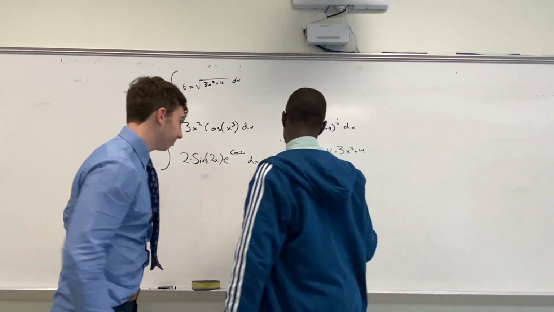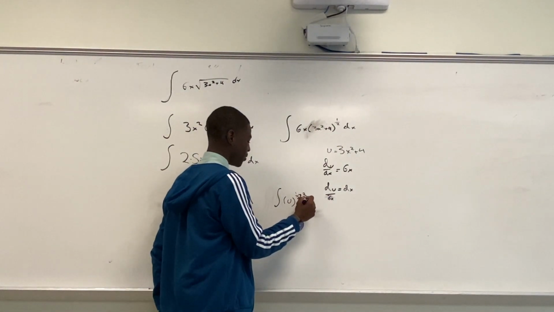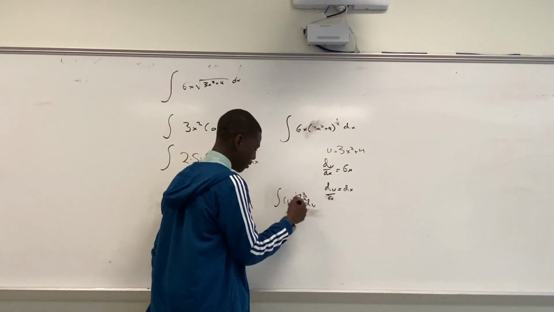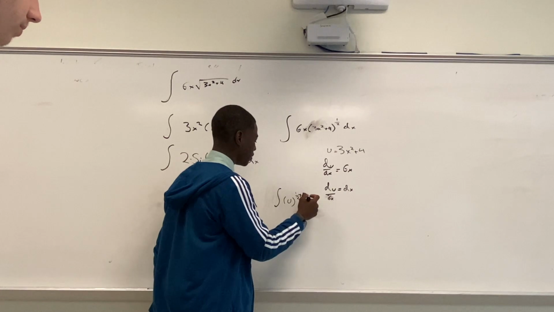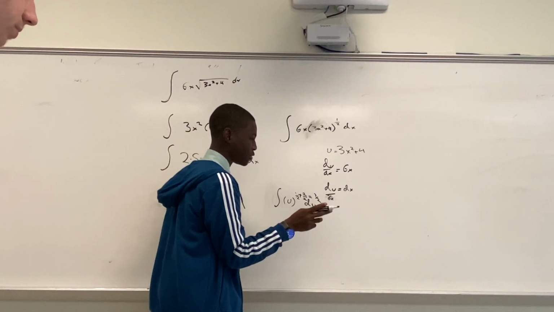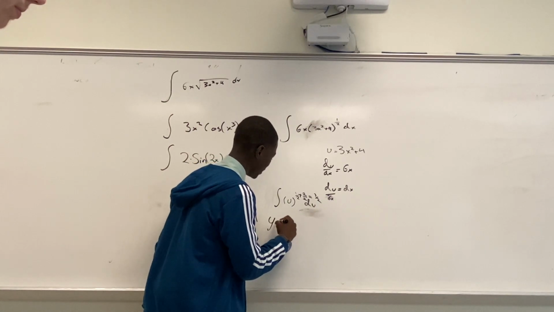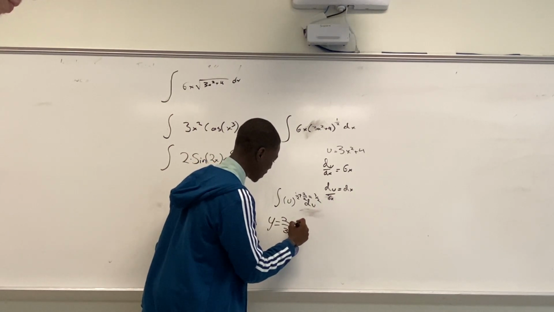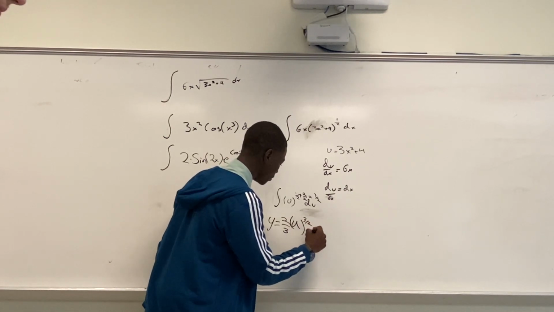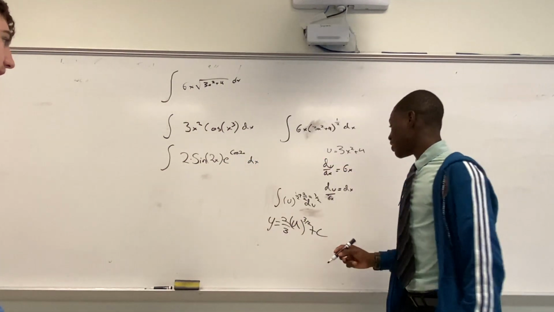Yeah. So basically what you do is you add 1 to the power. So we're going to add 2 over 2 because 2 over 2 equals 1, and then you divide by whatever you get. So adding 1, it would give you 3 over 2, and then you divide by 3 over 2. So dividing by 3 over 2 is basically multiplying by 2 over 3. So you get y equals 2 over 3 of u raised to power 3 over 2 plus c. Exactly.